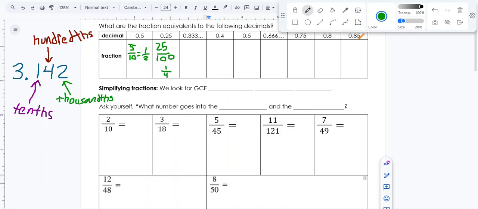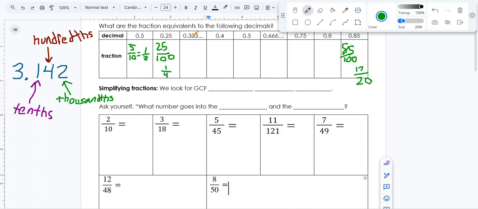Let's try another one. Let's do this one over here at the end. 85 hundredths, 0.85. That's 85 hundredths. It ends in my second decimal place. That's my hundredths place, right? So if I wanted to write that as a fraction, I would write 85 over 100. And then I would say, all right, can I simplify that? Well, yeah, I can because these both end in a 5 and a 0. Whenever a number ends in a 5 and a 0, I could always divide it by 5. So 85 divided by 5 is 17. 100 divided by 5 is 20. So then that would be my final answer, 17 over 20.